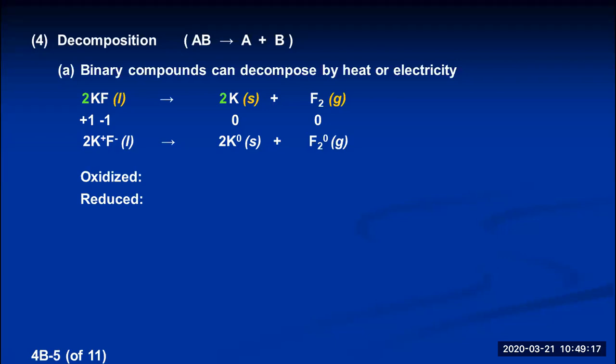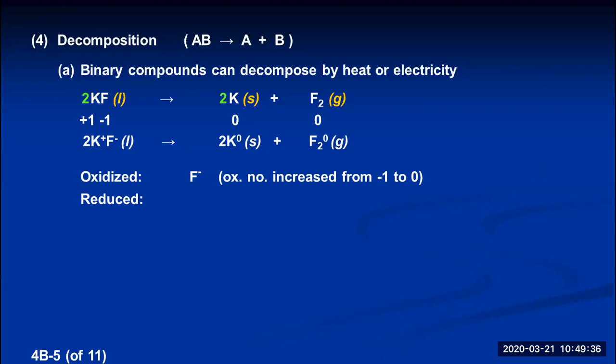The oxidation is always when an element has its charge going up. So which element has its charge going up? That's going to be the fluorine. It's going from a -1 charge up to 0. So we would say the fluorine is being oxidized because its oxidation number is increasing from -1 up to 0.